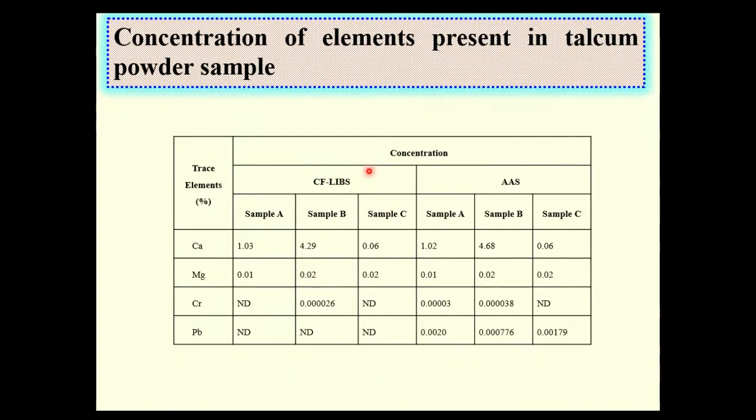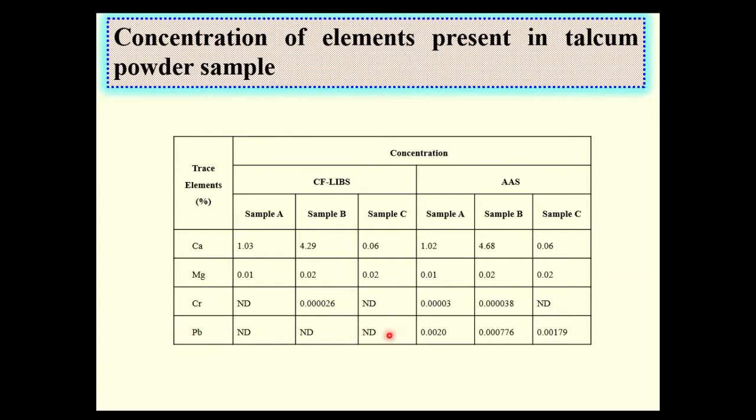So these are the values, and we have used two techniques. One is calibration-free LIBS, and the second one is AAS, atomic absorption spectroscopy, which is again used to calculate the concentration of elements present in any sample. With calibration-free LIBS, we found the maximum concentration of calcium in all samples and a minor concentration of magnesium. We did not find chromium in sample A, but we found chromium in sample B and not in sample C.